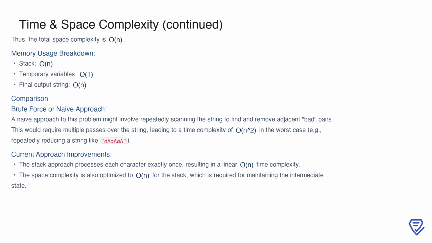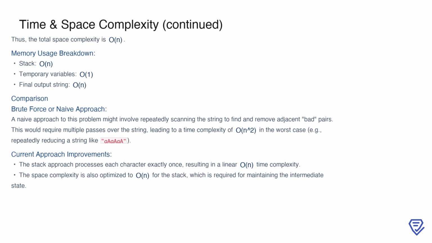This is primarily driven by the stack, which can grow to accommodate all n characters in the worst case. Temporary variables, such as the one used to store the current character during iteration, only require constant space, O(1). Meanwhile, the space used for the final output string is also O(n), as it involves joining the characters stored in the stack. When comparing this approach to a brute force or naive method, the differences become clear. A naive approach, which repeatedly scans the string to remove adjacent bad pairs, would require multiple passes over the string.